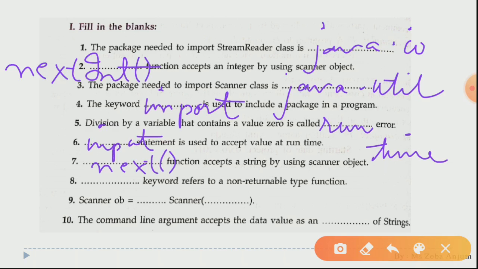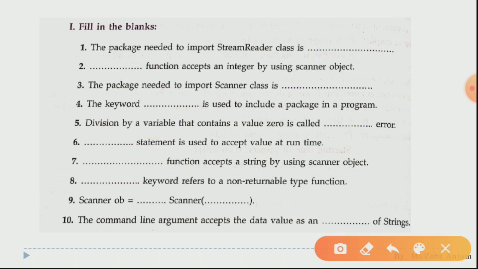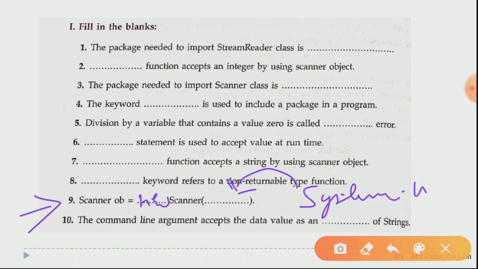Okay, now the eighth one, see, dash keywords refers to a non-returnable type function. आपका कौन सा कीवर्ड कुछ डेटा टाइप को रिटर्न नहीं करता है, that is basically your void. Okay, void means null. It is not going to return any type. See the ninth one. Ninth one, scanner ob equals to, you just have to complete the line. Okay, basically this is about the syntax of your scanner. Scanner ob equals to, firstly we are writing this new, and in bracket we are writing what? We are writing system dot in.